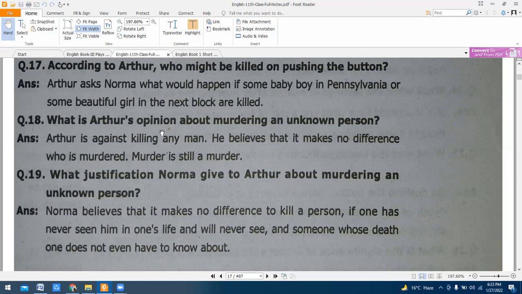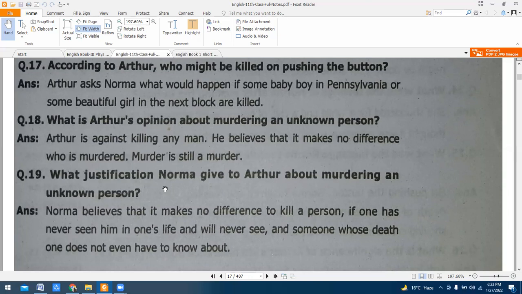What is Arthur's opinion about murdering an unknown person? Arthur is against killing any man. He believes that it makes no difference who is murdered. Murder is still a murder.